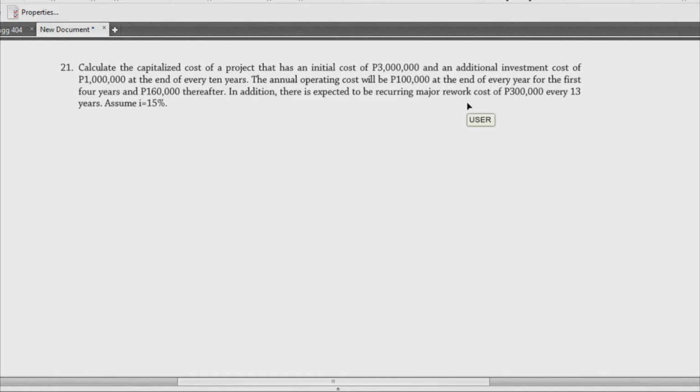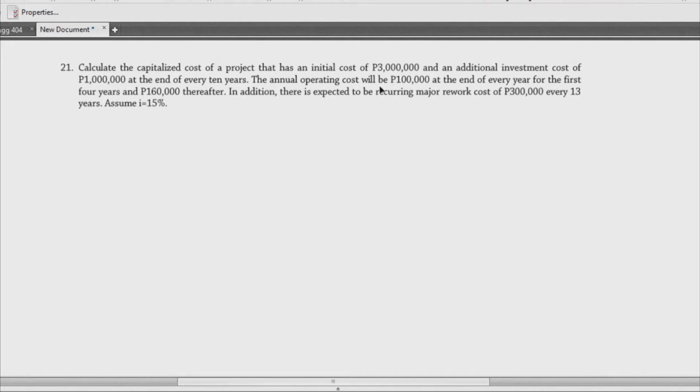Now it's time to discuss problems regarding capitalized cost, and let me read the problem first for number 21. Calculate the capitalized cost of a project that has an initial cost of 3 million and an additional investment cost of 1 million at the end of every 10 years.